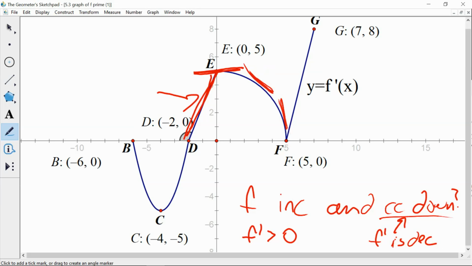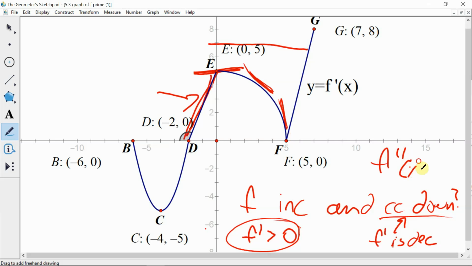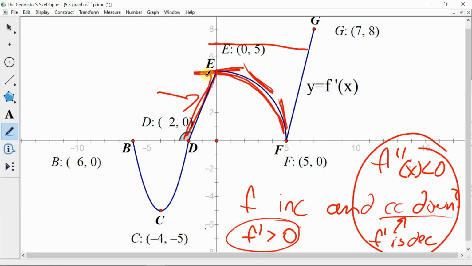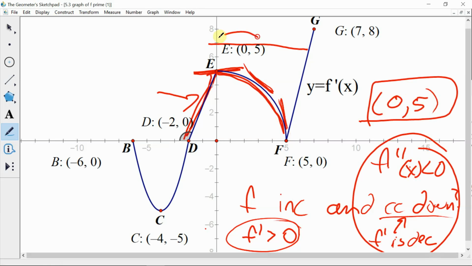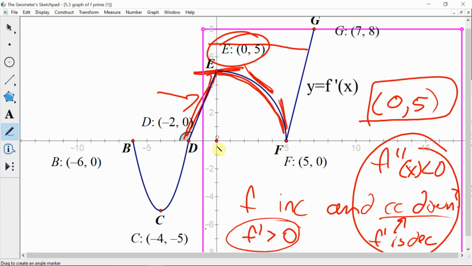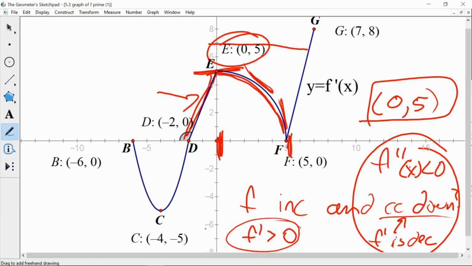f prime is bigger than 0, and that's the y value, remember? So if I say f prime is decreasing, which is f double prime is less than 0, those two are the same, so it's decreasing here to here, and the answers are going to be x's, not points. So if I would say from 0 to 5, I would write it this way. You shouldn't be looking at that point, but we're saying the x's from 0 to 5 are satisfying that.